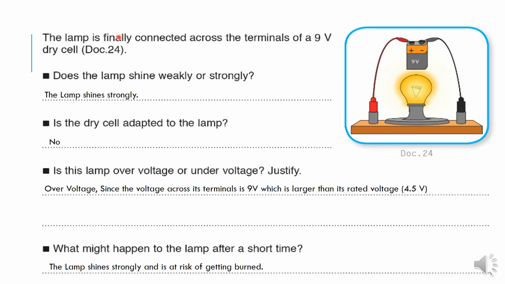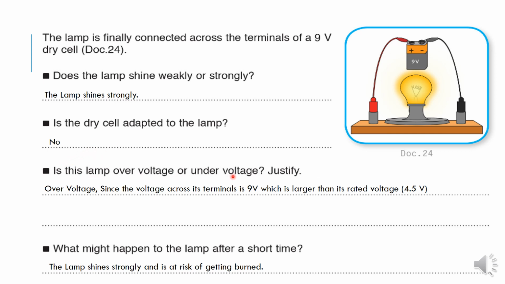Now, the lamp is finally connected across the terminals of a 9 volts dry cell, as seen in document 24. Again, we are working with the same lamp. The rated voltage of this lamp is 4.5 volts. We connect it to a 9 volts battery. Does the lamp shine weakly or strongly? The lamp shines strongly. Is the dry cell adapted to the lamp? Of course not. Why? Since the voltage provided is greater than the rated voltage, so we do not consider it as adapted to the lamp.